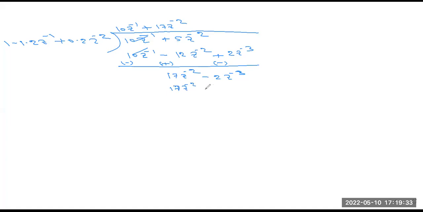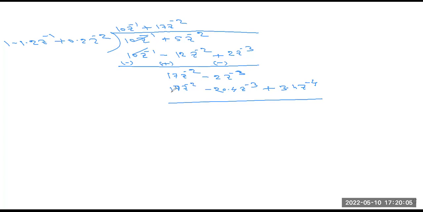Minus, plus, minus and minus. That is also 0.2 into 17, that is also coming 3.4. I am writing it here also. Okay, that is one term coming: 20.4 Z inverse minus 3 plus 3.4 Z inverse minus 2.